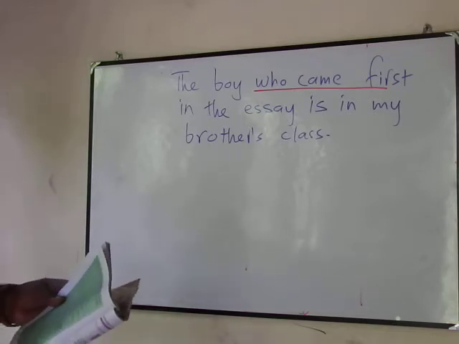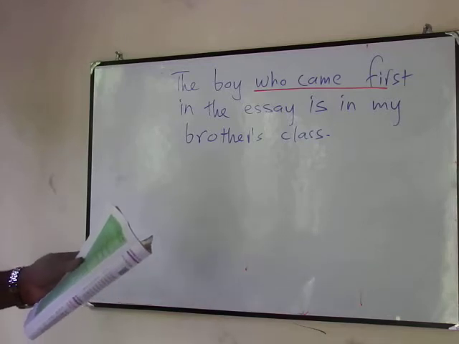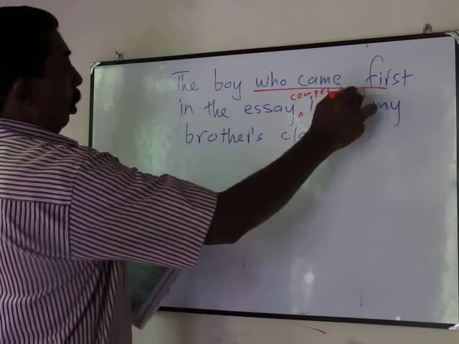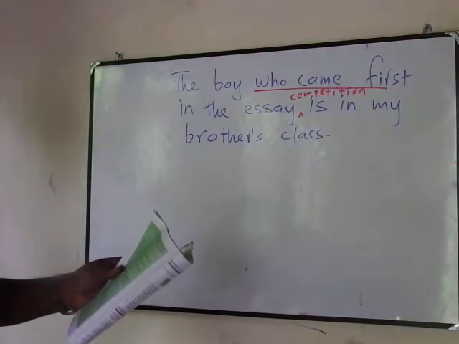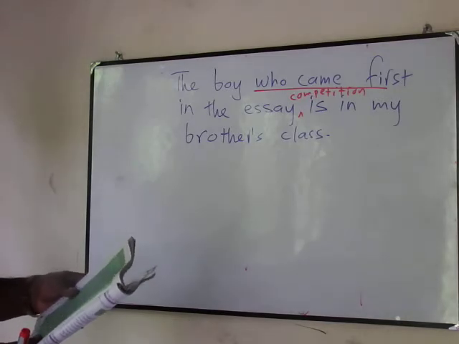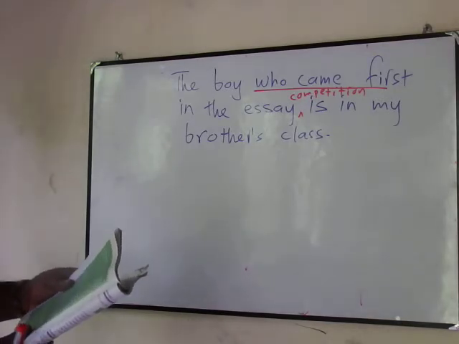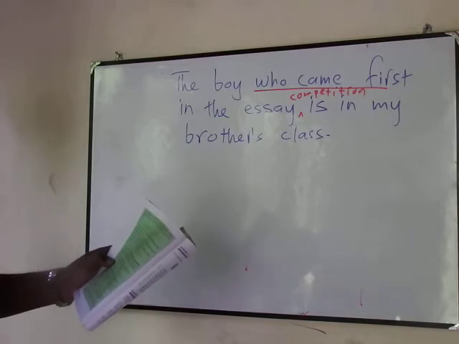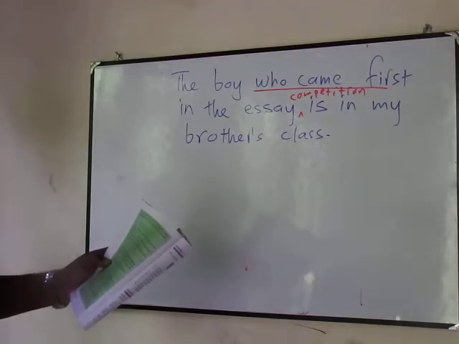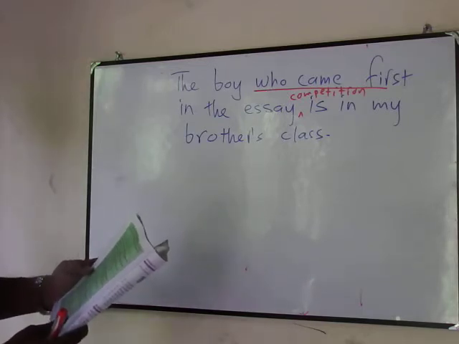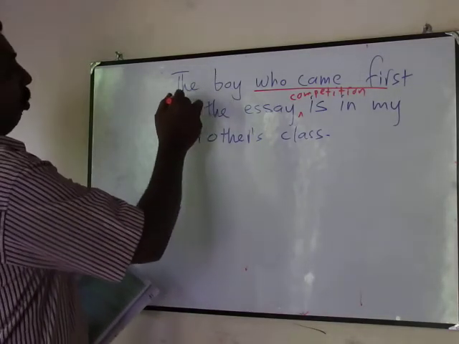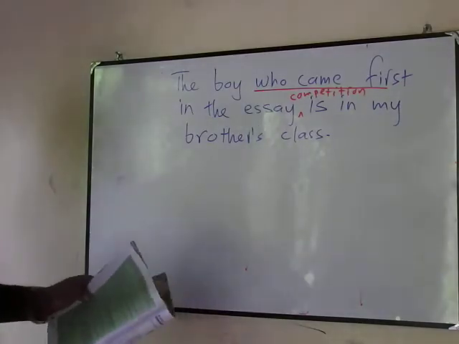The relative clause who came first in the essay competition identifies the noun coming before. In other words, without the relative clause, it would be unclear which boy is being talked about. We use a non-defining relative clause to give additional, non-essential information about the person or thing. Now this is a defining relative clause: the boy who came first in the essay competition.